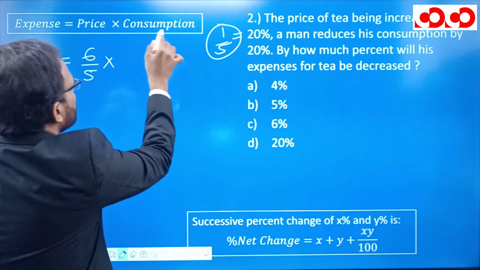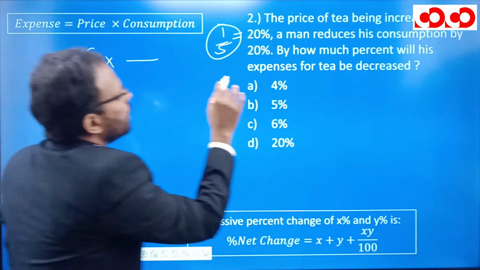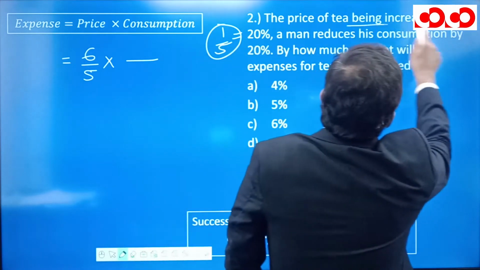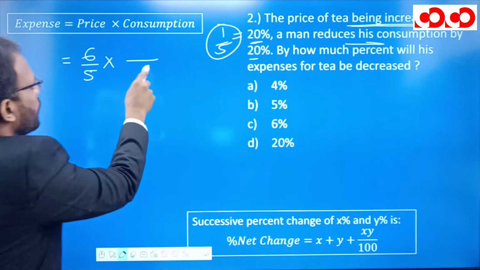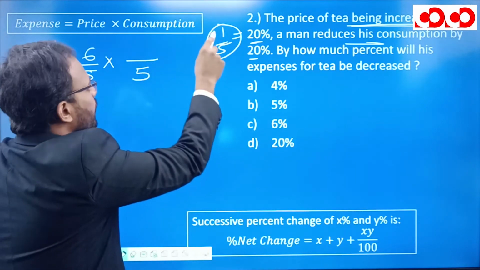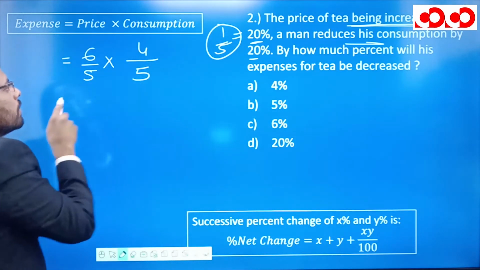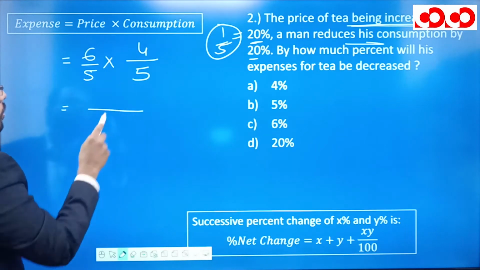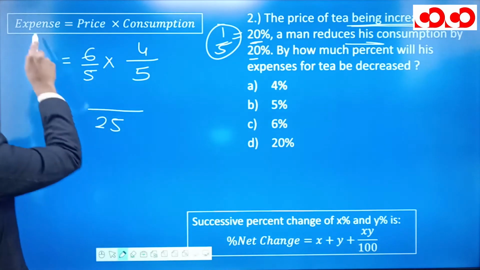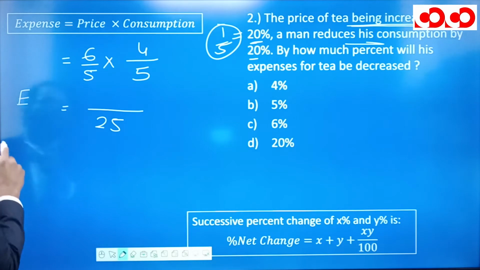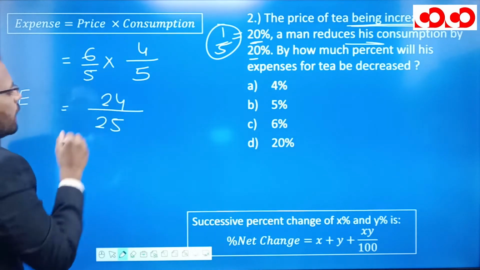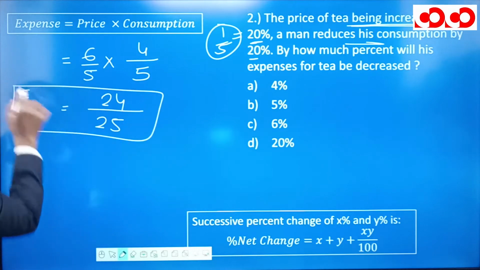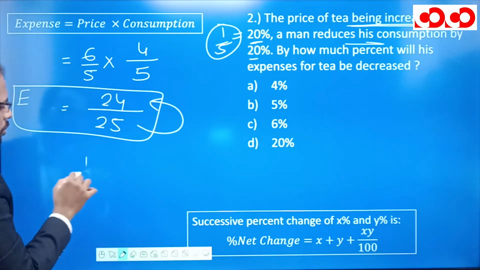And again the consumption got decreased. See, price increased by 20% and the consumption reduced. It means initially it was 5 and it is getting reduced by 1 by 5, so it will become 4 times now. So now the denominator is 25. That is, this is the expense which is coming out. Initially the expense was 25 and 6 times 4 is 24. It became 24. So how much did it get reduced? It got reduced by 1.